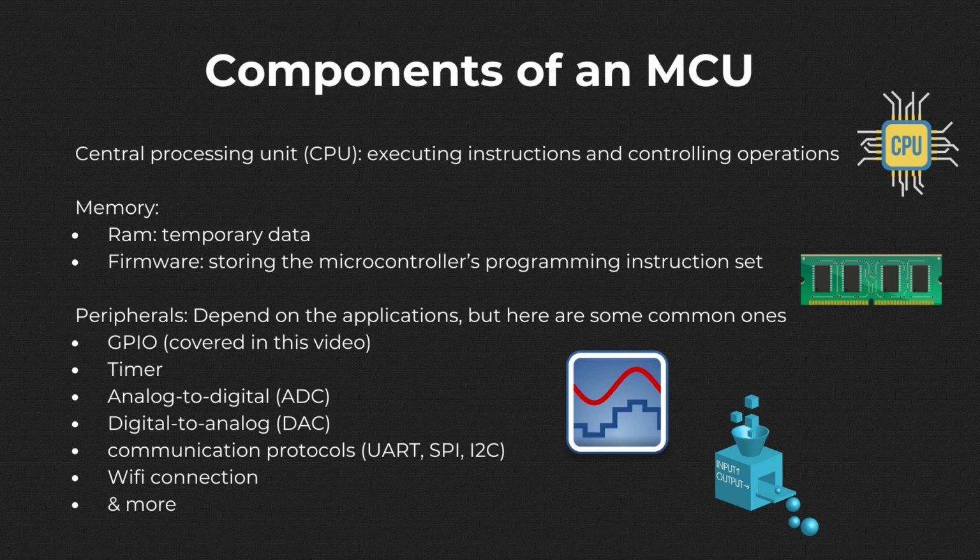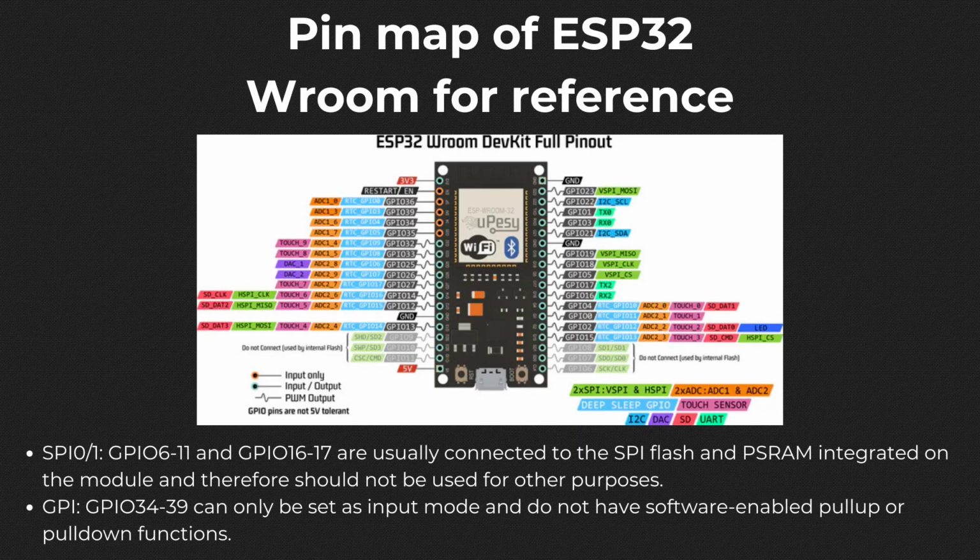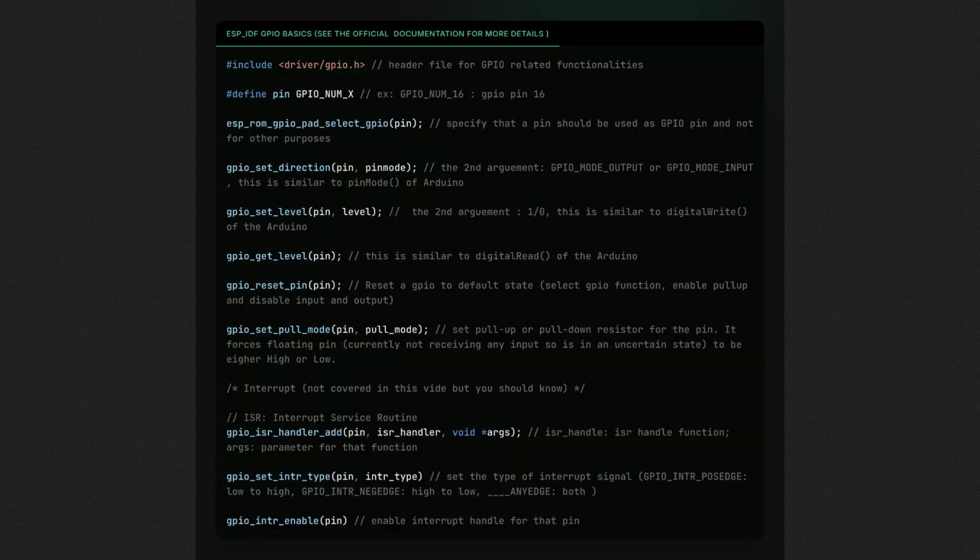GPIO pins use signal levels, low and high voltage. Look for the pin map of the ESP32 that you have to find out which GPIO pin you can use. Note that there can be restrictions as shown. Here are some of the common functions related to GPIO that I'll introduce. You should pause the video and read through it. You might feel a little bit familiar if you have already used an Arduino before.